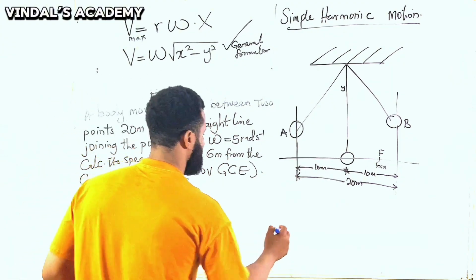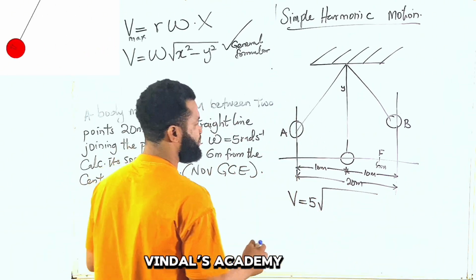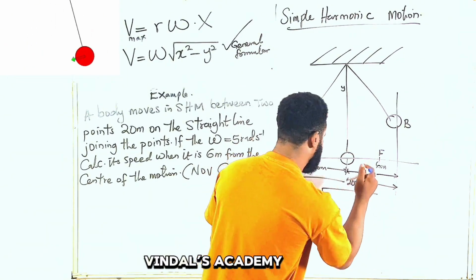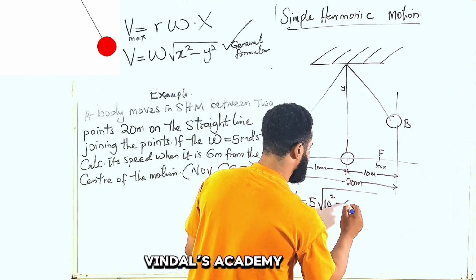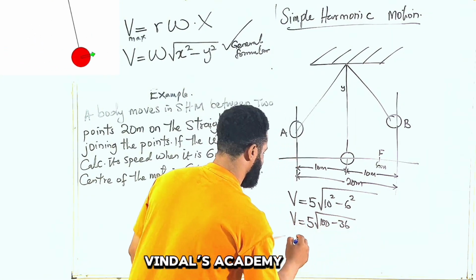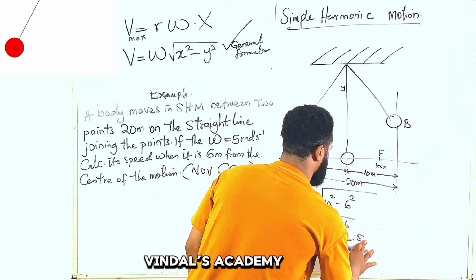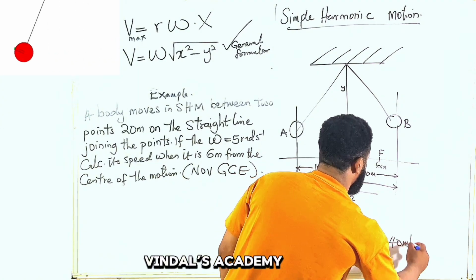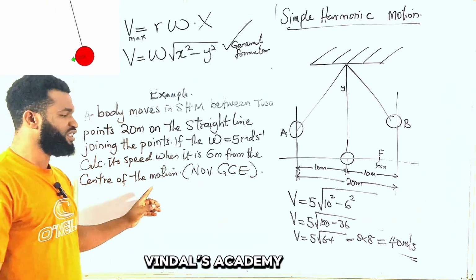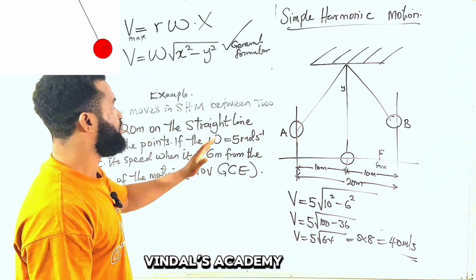So I'm going to say that V is equal to omega, which is 5, times the square root of... Now, what is maximum displacement? From the center of oscillation to the highest place is called maximum displacement. And what is it? 10 squared minus 6 squared. So this is going to be 5 root of 100 minus 36. It's going to be 64, which is 5 times 8, which is 40 meters per second. So its speed when it is 6 meters from the center of motion is 40 meters per second. This is the principle that guides the solution of simple harmonic motion.